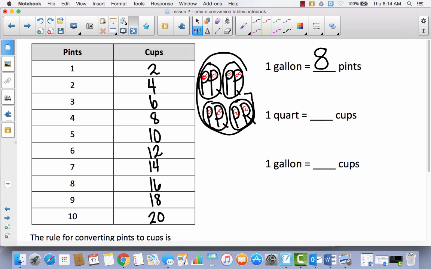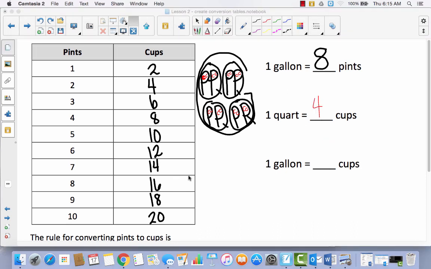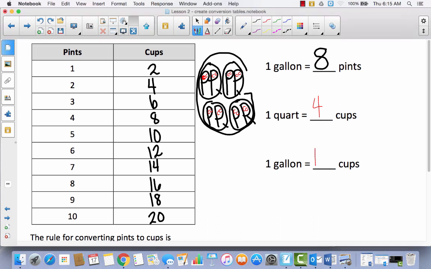Okay, now, how many cups are in a quart? So here's my quart, and there are 4 cups in 1 quart. Now let's look at how many cups are in a gallon. So let's count by 2's. 2, 4, 6, 8, 10, 12, 14, 16. So there will be 16 cups in 1 gallon.